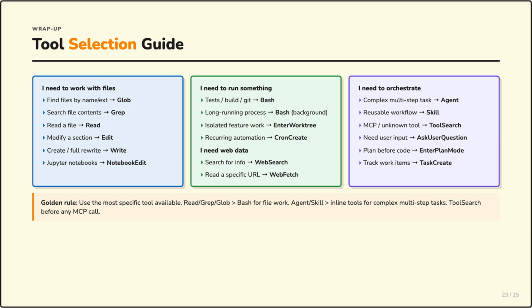For web data, web search for queries, and web fetch when you have a specific URL. For orchestration, agent for delegating complex multi-step tasks, skill for invoking reusable workflows, and tool search before any MCP call. Ask user question to gather user input, and enter plan mode when you need to think before you code. The golden rule: always use the most specific tool available. Dedicated tools beat Bash, and purpose-built orchestration beats doing everything inline.